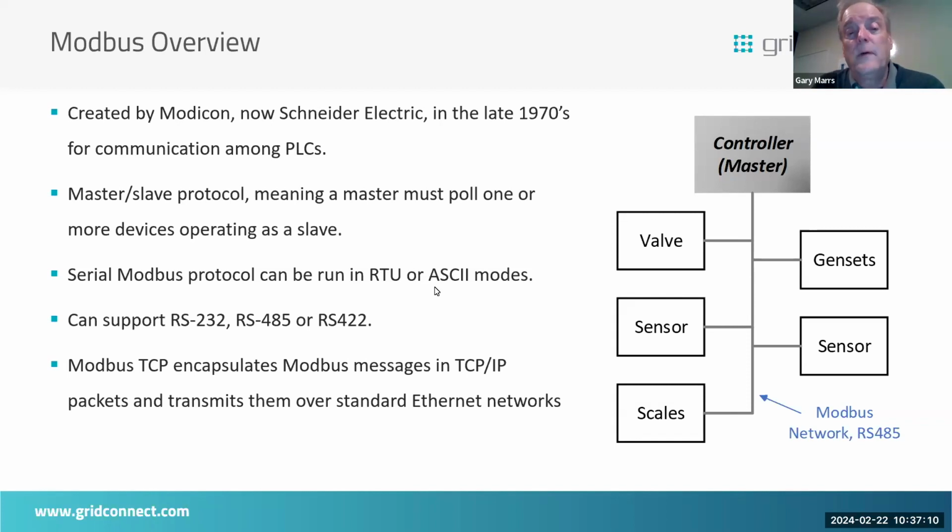It can be run on the serial side, in Modbus RTU or Modbus ASCII modes. We're going to talk about those two modes. It can run on RS-232 or RS-485. And it also supports Modbus over TCP, which is a huge enhancement to the original Modbus spec. They can seamlessly encapsulate the serial Modbus messages in TCP. And now Modbus is used across the entire internet and Ethernet networks.